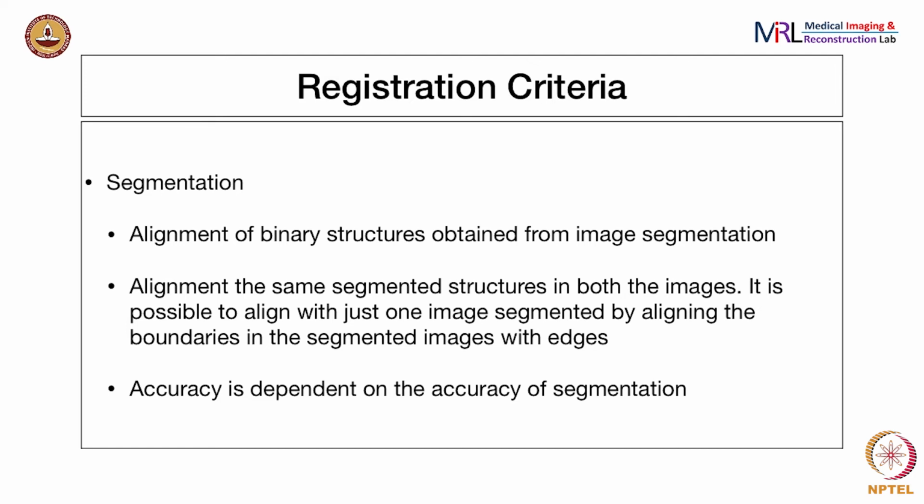And once again, here the problem is the accuracy of the registration depends on the accuracy of the segmentation, which might not be a good thing. But if the segmentation is very reliable in certain images, for instance segmenting bone, a lot of times a simple thresholding works really well. So sometimes when the segmentation can be reliable, you can still use this method.